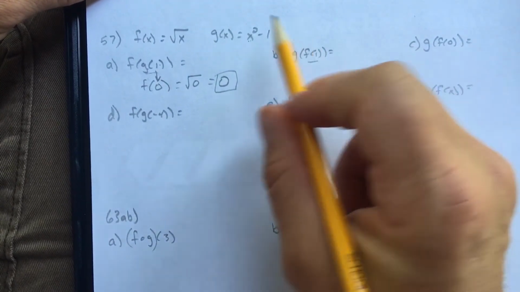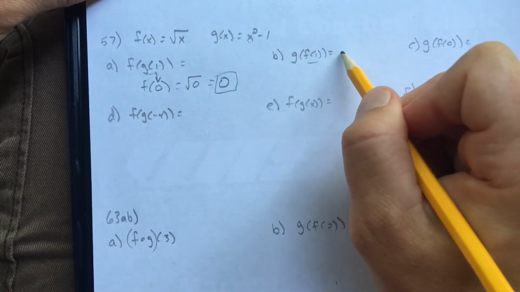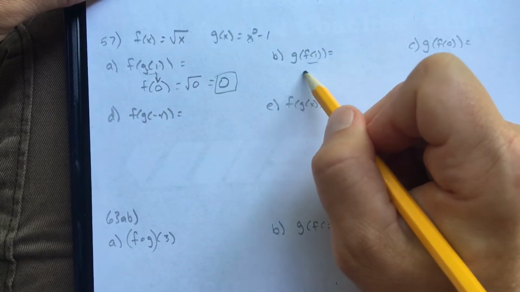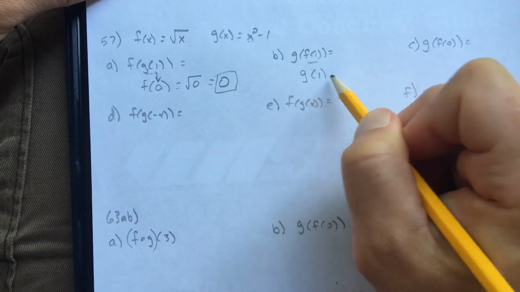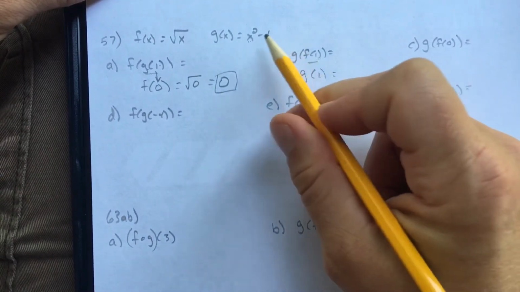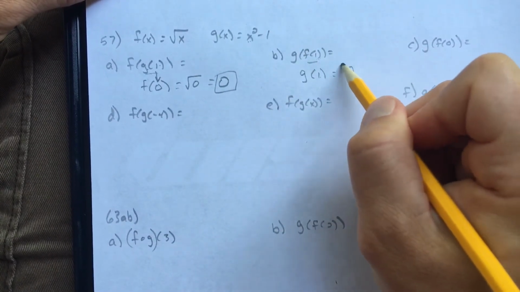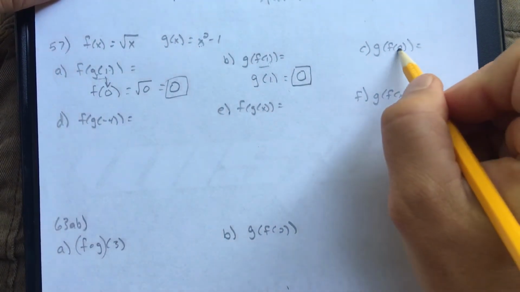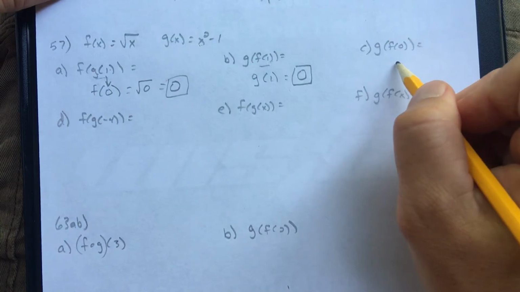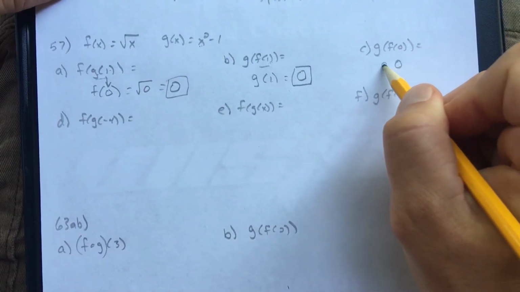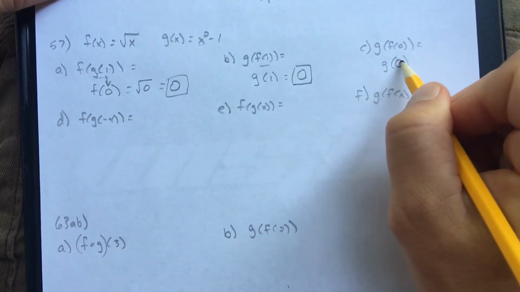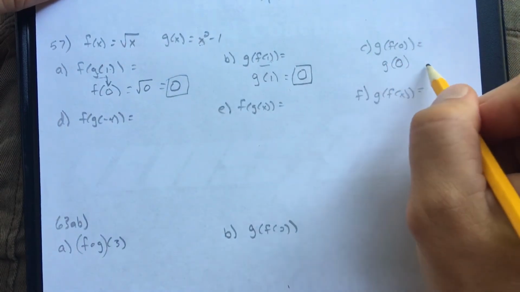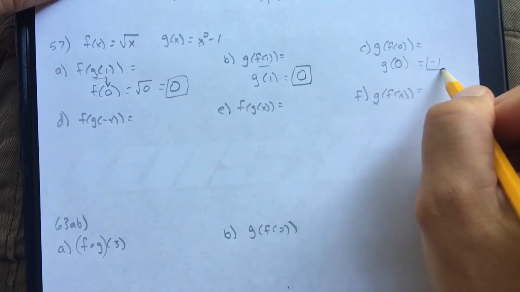F of 1, put 1 into the f function. I get square root of 1, which is 1. So this is going to be g of 1. And then if I put 1 in there, we did that earlier, we got 0 for the answer. F of 0, if I put 0 into the f function, I'm going to get 0 for that. So now I put that answer 0 into the g function. 0 squared minus 1 is negative 1.